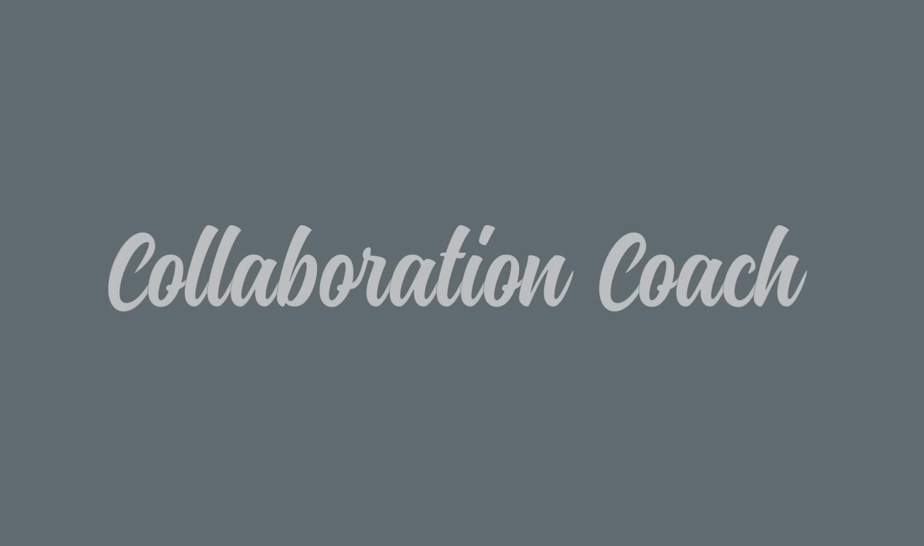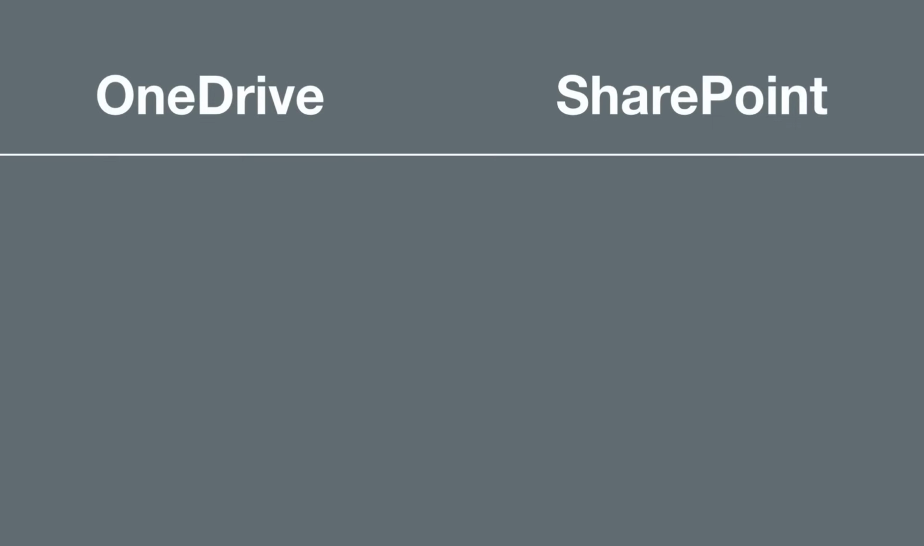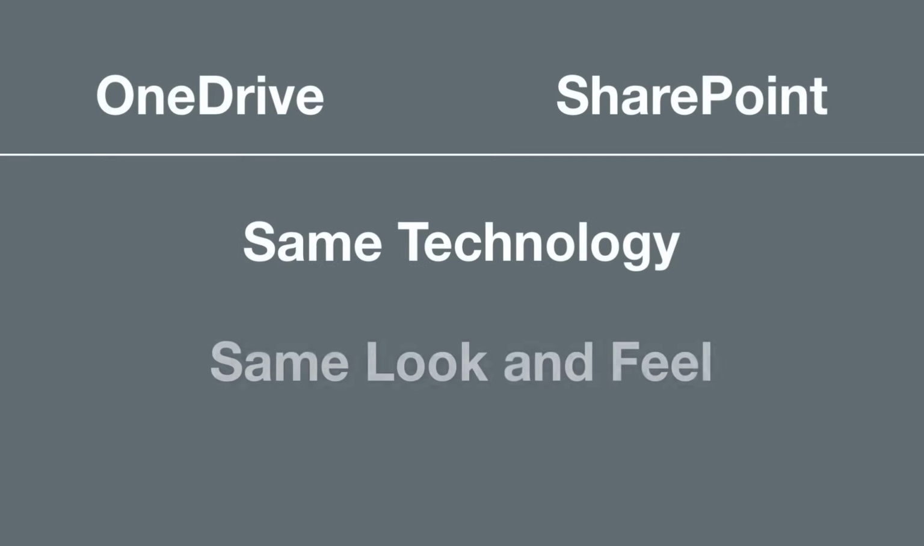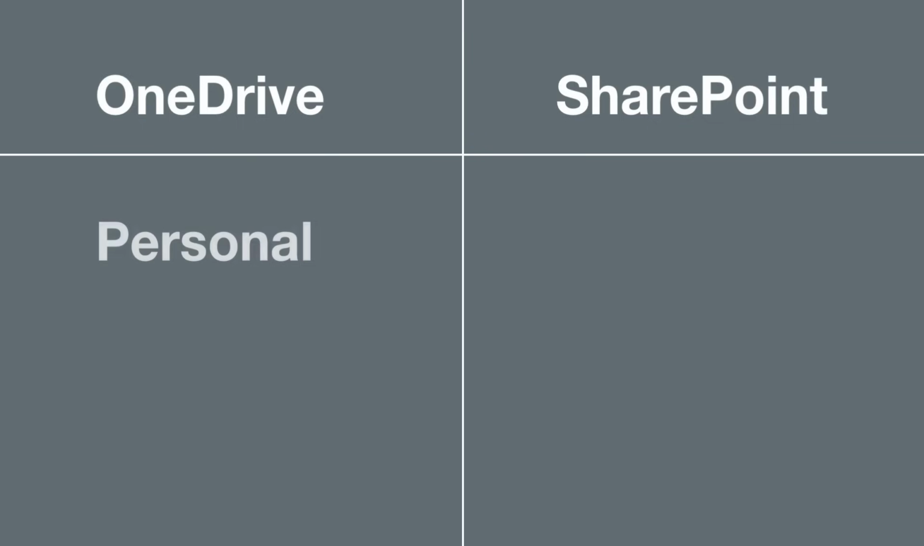In Microsoft 365, you have two main places to store files, OneDrive and SharePoint. Both apps are based on the same technology, they look and feel the same, and have many of the same features. So if you know how to use one, you can use the other. OneDrive is the place to store your personal files. Only you have access to it, so you can work on your own stuff there, and if you want to share it, you can. But the default is privacy.